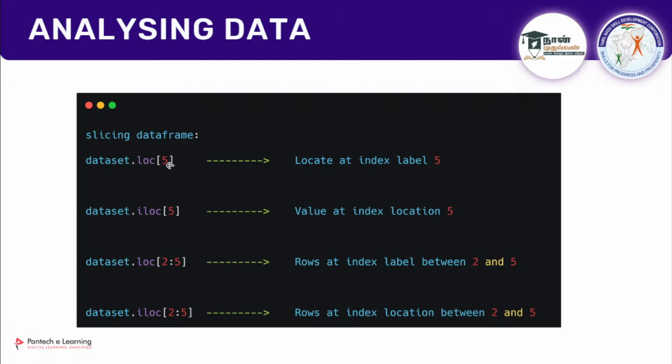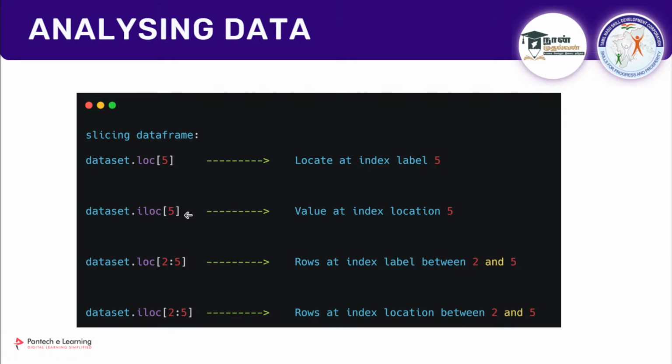So if you want to locate the 5, you can go with dataset dot loc 5. This is going to actually search where 5 is, and it will take that and give you the result. And there is another option, iloc, which is nothing but index location. This is for the index number. In some cases the index may change. Instead of 0, 1, 2, 3, there may be other things, for example A, B, C, D.